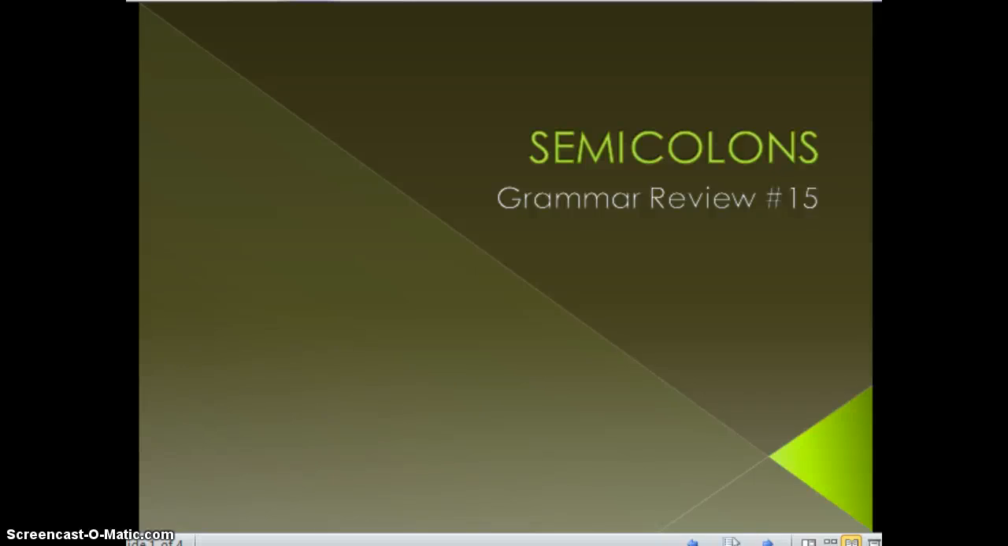We moved away from commas and now we're going to go to semicolons. And semicolons are a fun piece of punctuation. When you use them correctly, they really add some flavor and spice to your writing, so you're not just having sentence after sentence after sentence. You can use a semicolon and be a little bit more creative with your writing.